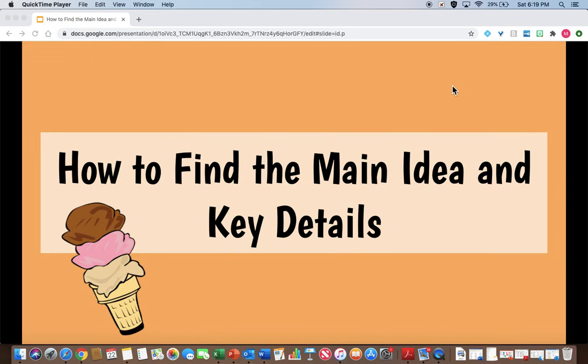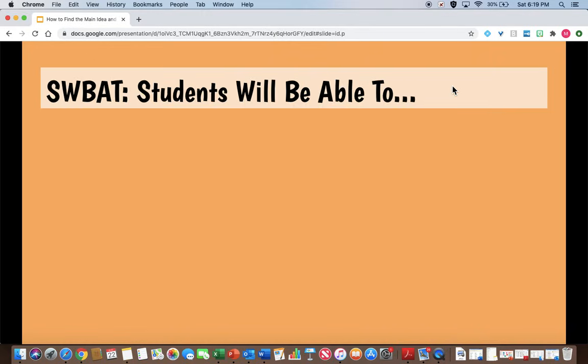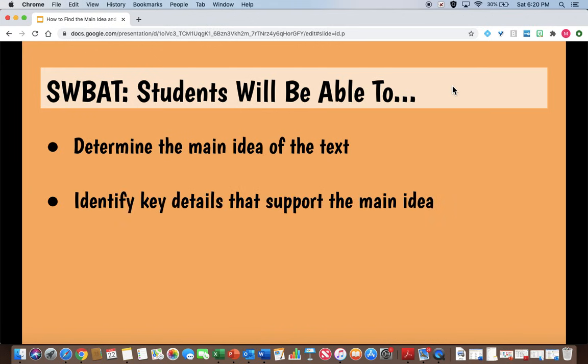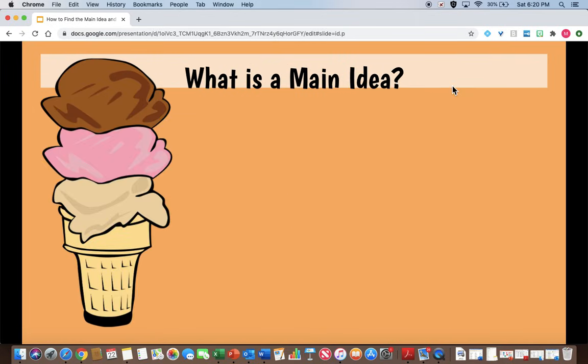In today's lesson, we're going to be talking about how to find the main idea as well as key details. So first things first, let's figure out what our learning objective is. Students will be able to determine the main idea of the text, meaning you'll be able to tell me what the main idea is, as well as identify key details that support the main idea. So these are going to be your two main jobs throughout this week as we work on main idea.